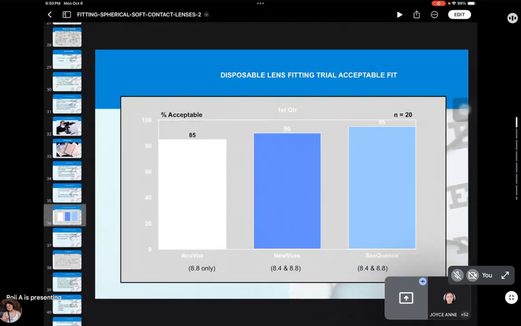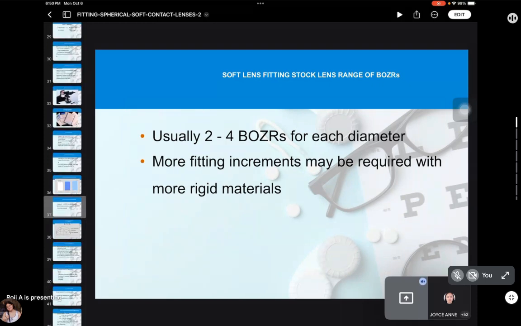Okay, so that's a little of that survey. So, soft lens fitting, stock lens range usually 2 to 4 base curves for each diameter.